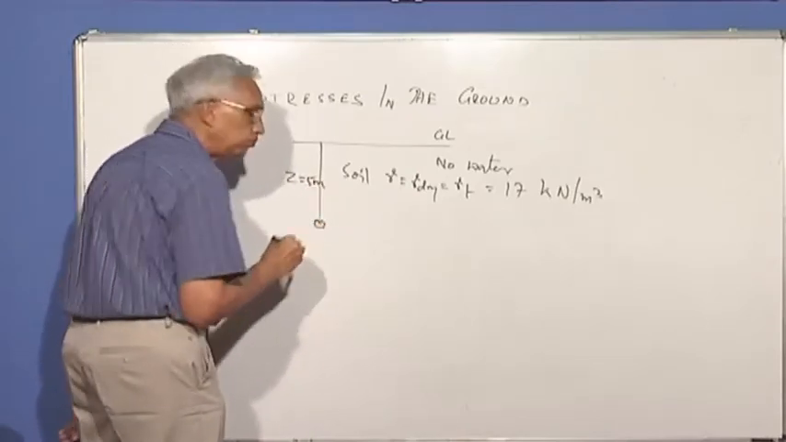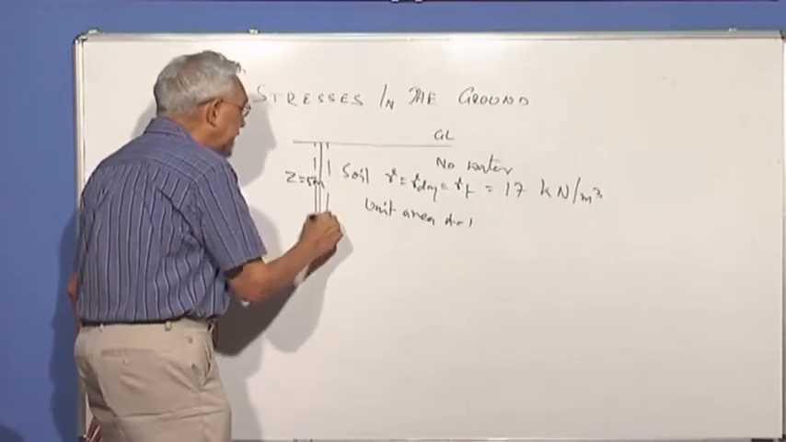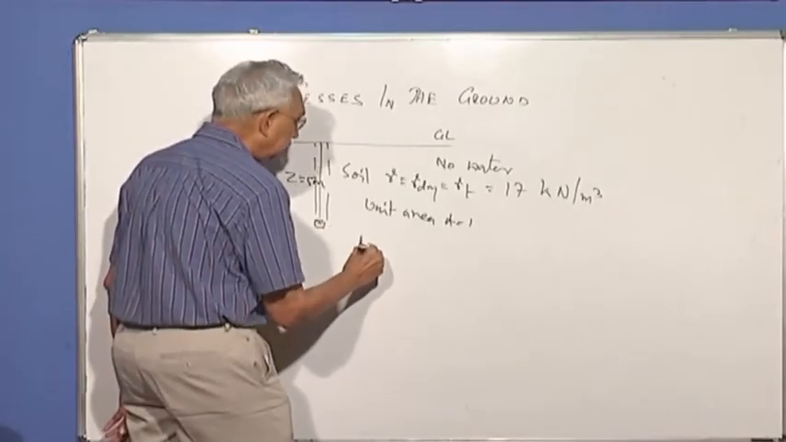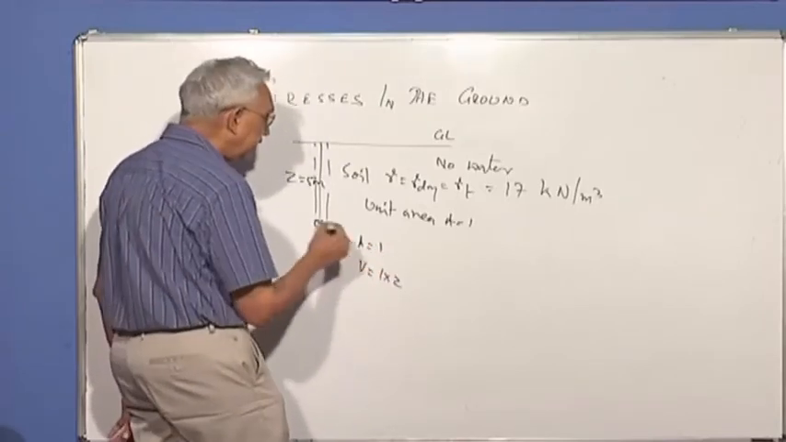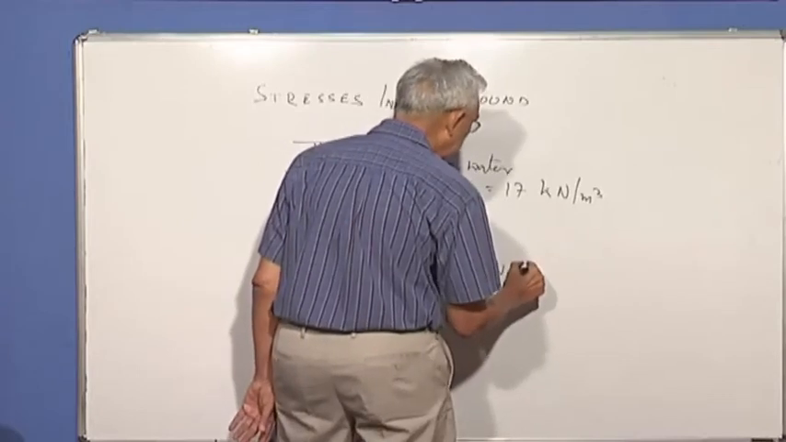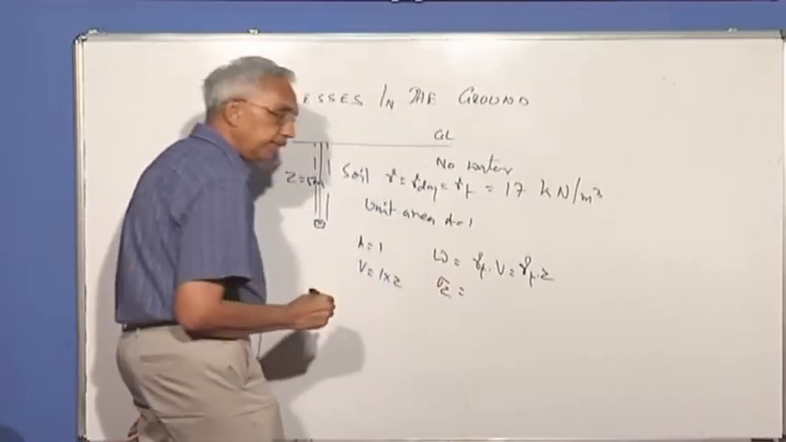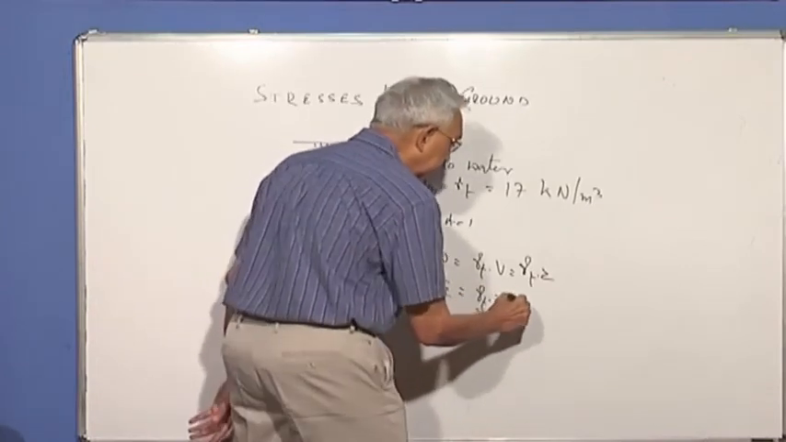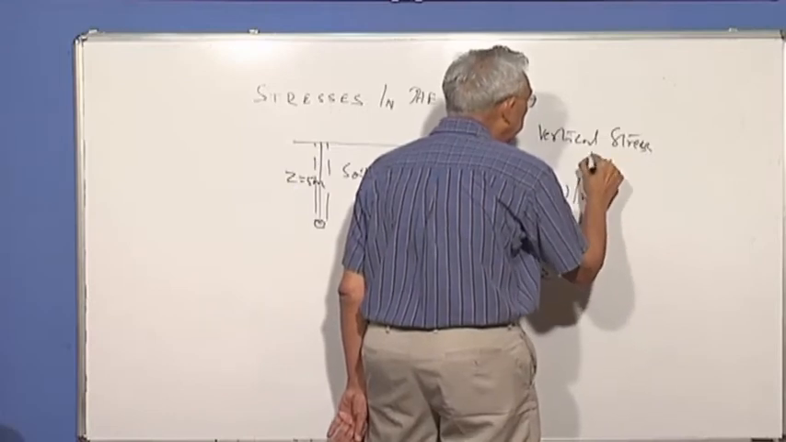You take a small area. What will be the stress if I take a unit area? What will be the force? It is due to the weight of the soil up to this point. Taking the area as 1, the volume will be 1 into z. So the weight is equal to gamma total into volume, which is gamma total into z. And what will be the stress? I'll call it sigma z, the vertical stress. It will be equal to gamma t into z divided by the area, which is equal to 1. So you find that this is the vertical stress, and we'll say it is due to gravity.